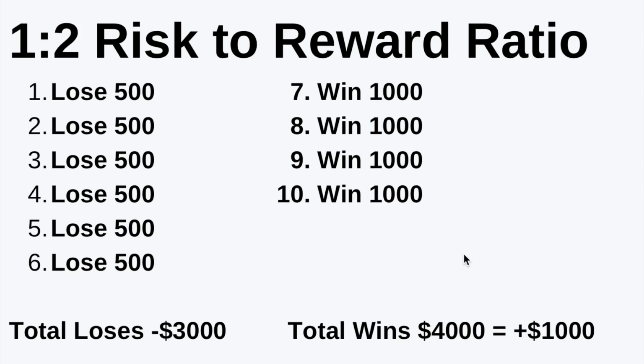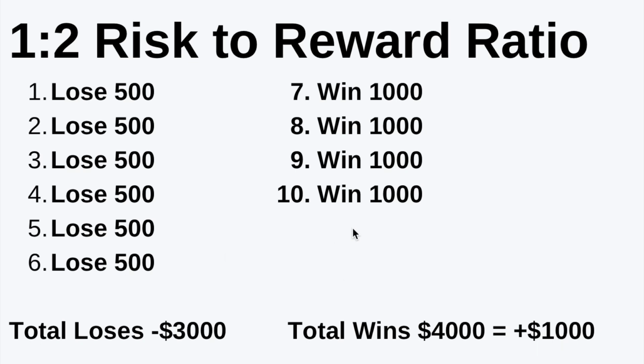Take a look over here at 1 to 2 risk to reward ratio. Look at how things change. Again, you lost 500 on trade 1, lost 500 on trade 2, number 3, number 4, and number 6. And then you won 4 trades, but your risk to reward ratio is 1 to 2. So now you won 1,000 on each trade, but you lost 6 trades that are only 500. So you lost 3,000 again, but your total wins are 4,000. So now you're a profitable trader just by changing that, okay?